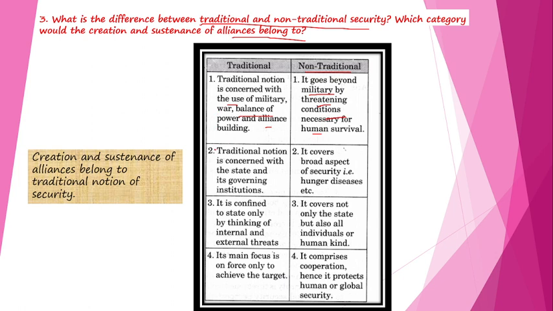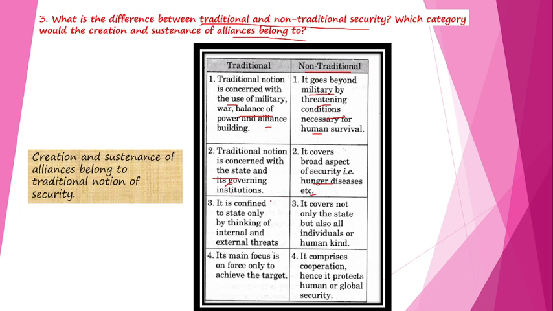Now the second topic of this option: traditional security is concerned with the state and its governing institutions. Generally, it is traditional, as I have just discussed. It is concerned with the government and particular institutions, and along with this, non-traditional security goes to the aspect of human beings, like hunger, diseases, etc. It comes to the particular human being.